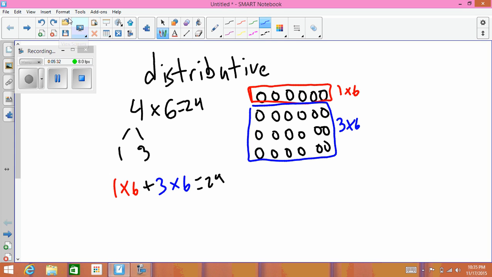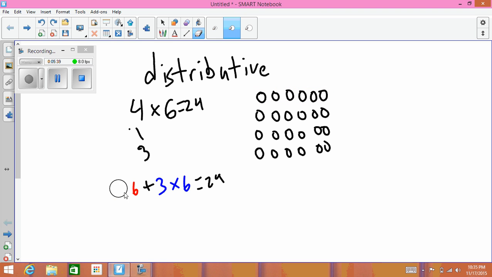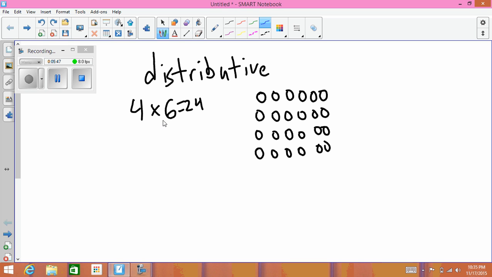Now, not only can you break apart the first factor, but you can also apply the distributive property to the other factor in the problem. So instead of breaking apart the 4, I can break apart the 6. I could, for example, write it as a 4 and a 2, because 4 plus 2 is 6. So then my new multiplication problem would look like this: 4 times 4 plus 4 times 2.